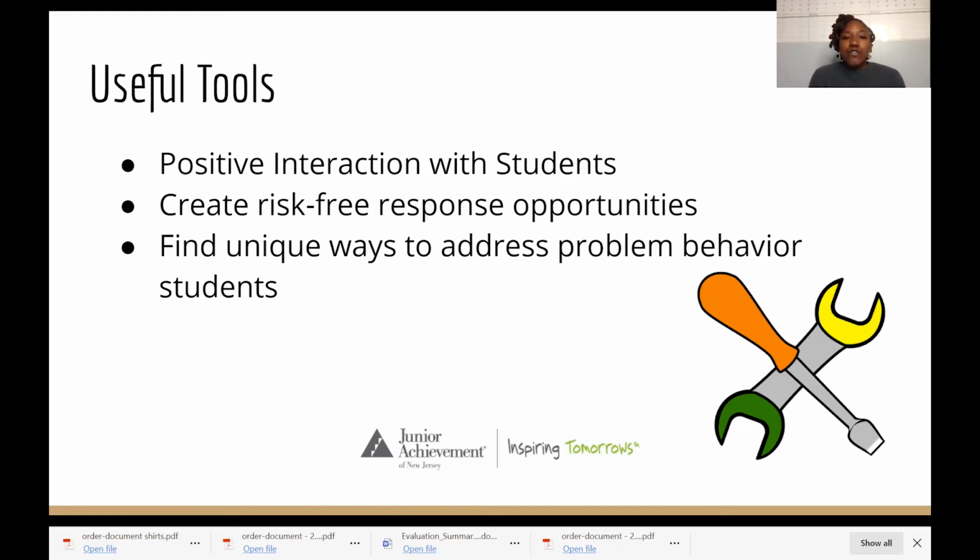You want to also create risk-free response opportunities. And so we don't want our students to feel like if they get the answer wrong, it's an embarrassing thing. We want to always create an environment that allows students to answer freely. Even if the answer is wrong, them being comfortable enough to yell out the answer or take that risk would be great for me.